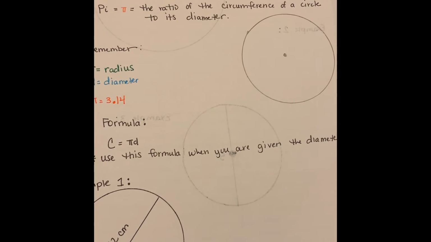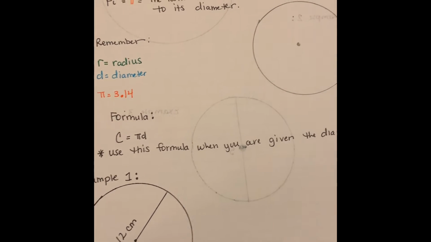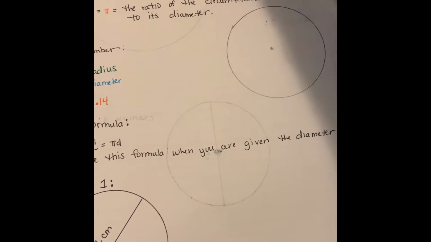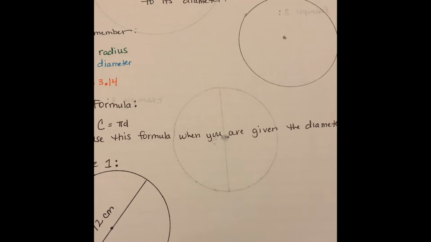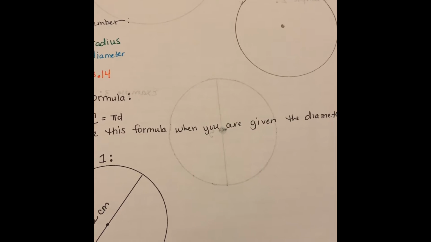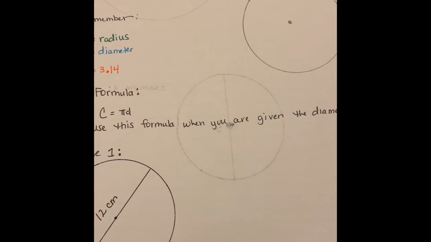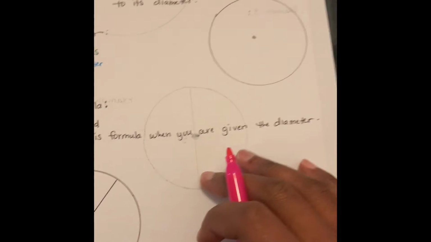Today, we're going to learn about circumference of a circle. By definition, the circumference of a circle is the perimeter of a circle. That means it measures the distance around. So what do you mean by the distance around, Miss Aguilera?